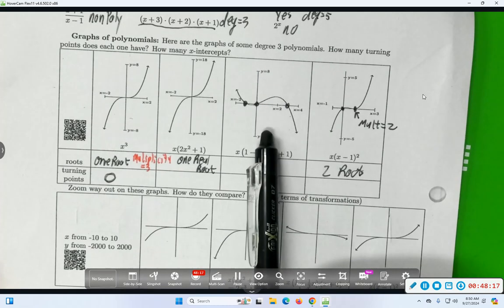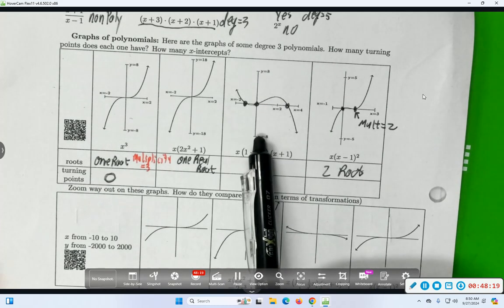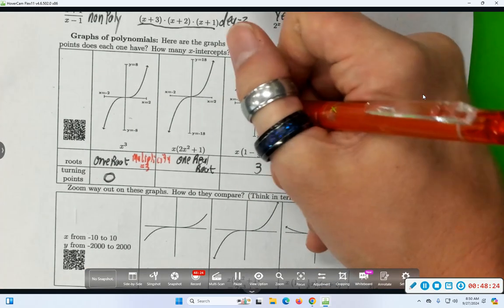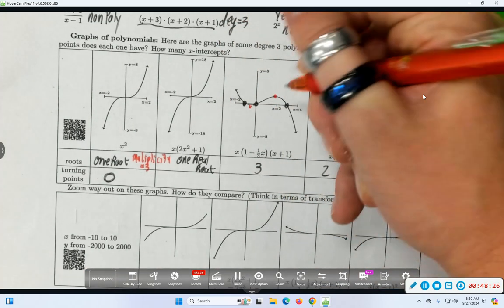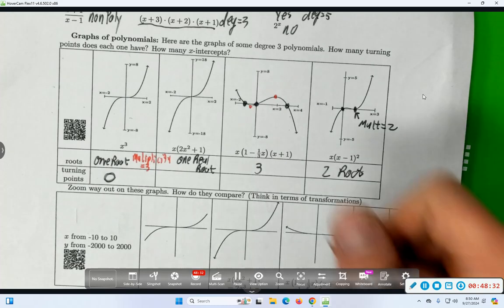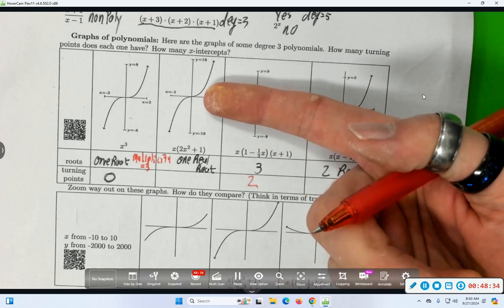So maybe let's go right here. How many turning points does this seem to have? 2. There's 1 in between those 2 roots, 1 between those 2 roots. So in between 2 roots, there will definitely be a turning point. There might be more than one.